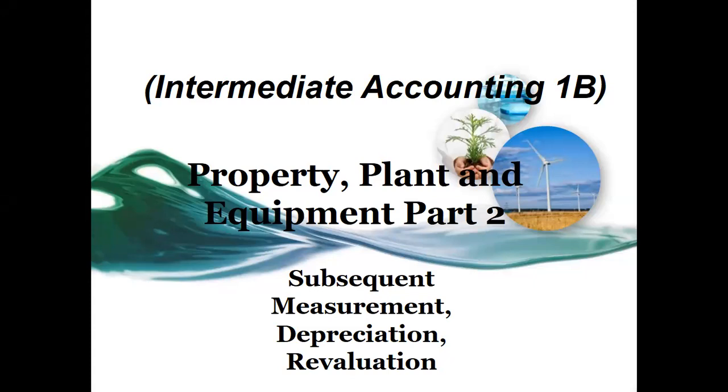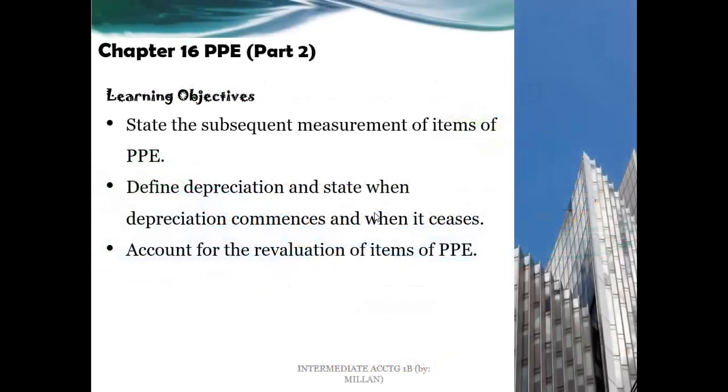So now we will continue with such. This is still under IAS 16. Our learning objectives would be, we should state the subsequent measurement of items of property, plant, and equipment, or PPE. We define depreciation and state when depreciation commences, when would that begin, and when it ceases, or when would it stop. Then we also account for the revaluation of items of property, plant, and equipment.